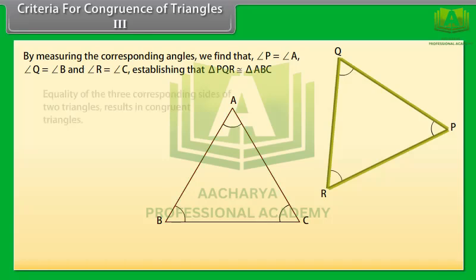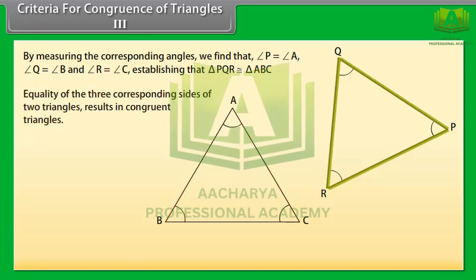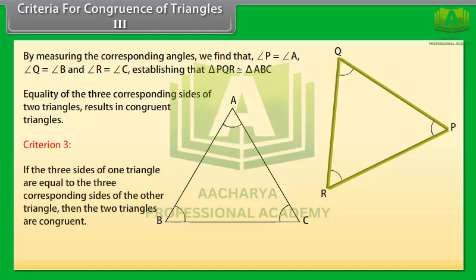This means that equality of the 3 corresponding sides of 2 triangles results in congruent triangles. Thus, we have Criterion 3. If the 3 sides of one triangle are equal to the 3 corresponding sides of the other triangle, then the 2 triangles are congruent. This is referred to as the SSS, side-side-side congruence rule.